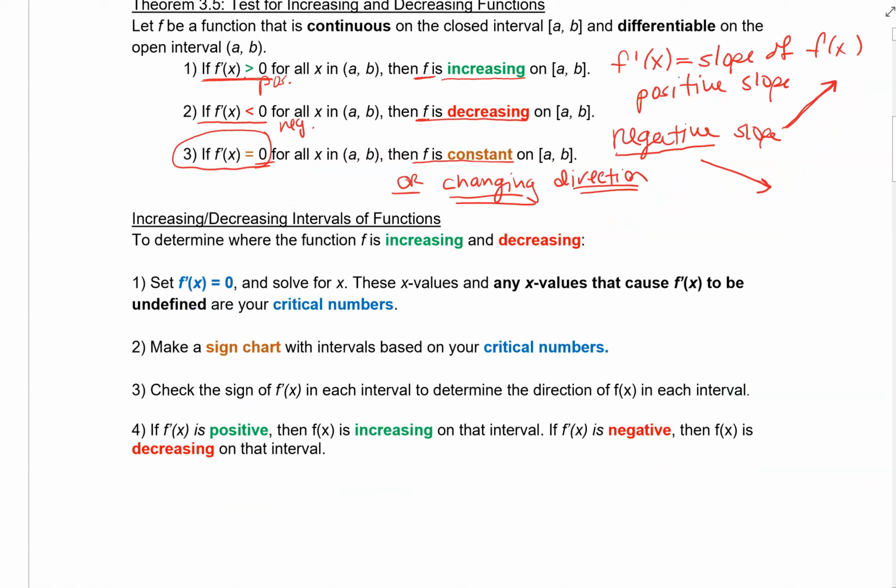So to determine where a function is increasing versus decreasing, you first find the derivative. You find the derivative, you set it equal to 0 to locate these places where the derivative is possibly changing sign. And then you make a sign chart where you break your domain over those critical numbers. You'll see what I mean by that in a minute.